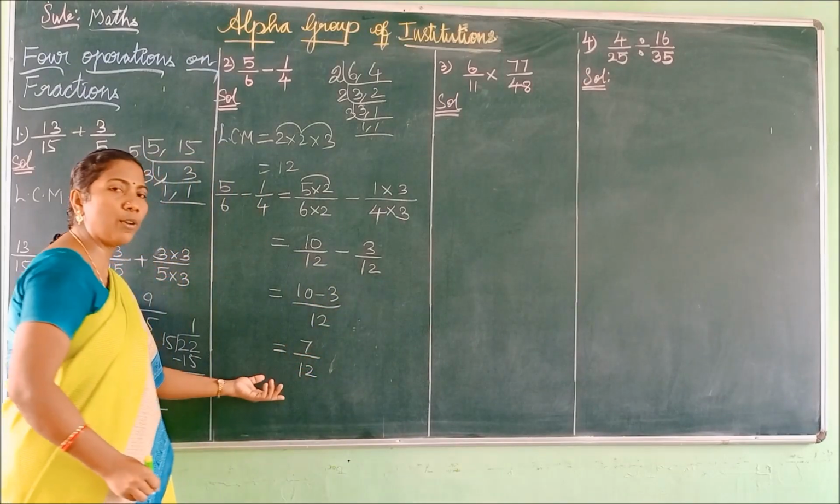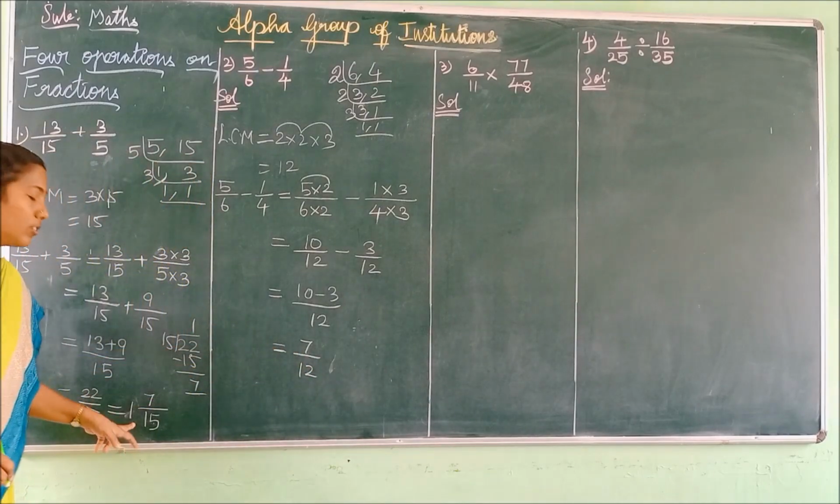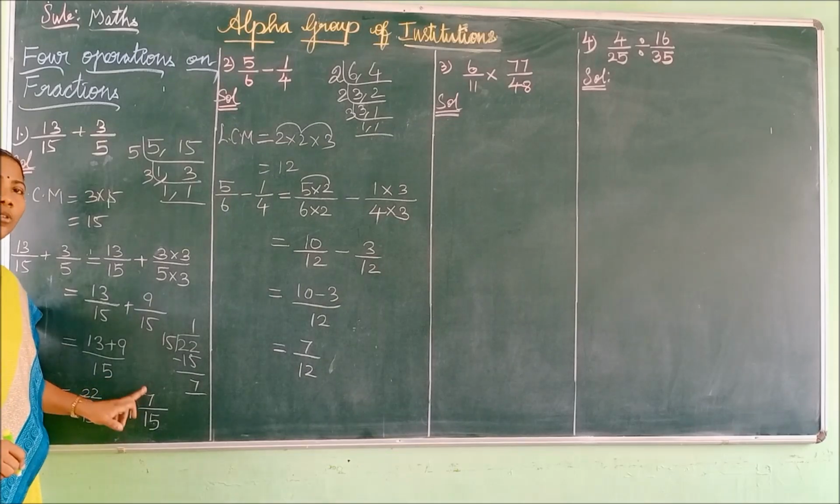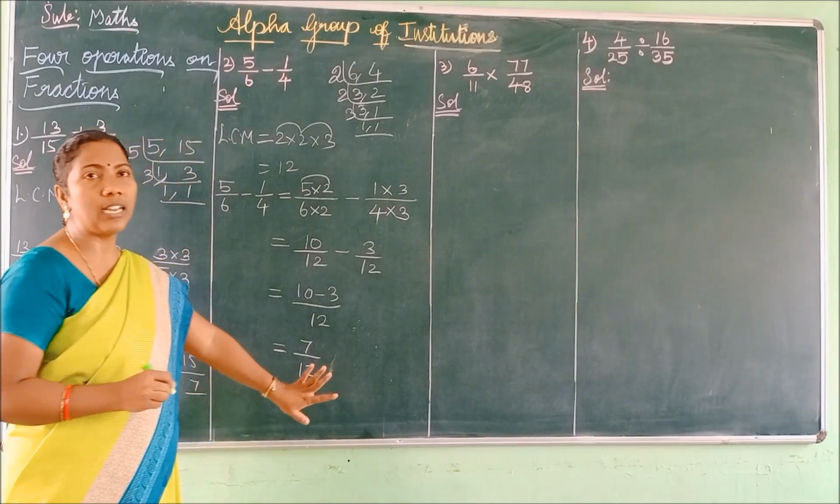Here we have the proper fraction, so there is no need to convert into mixed fraction. What is meant by improper fraction? Numerator value is greater than its denominator. Such fractions are said to be improper fractions. In that case only you have to convert them into mixed fraction. Here we get only the proper fraction, so leave the answer as it is.